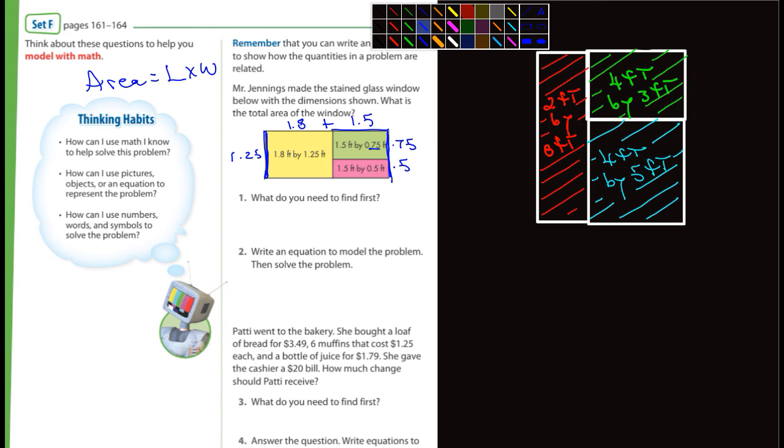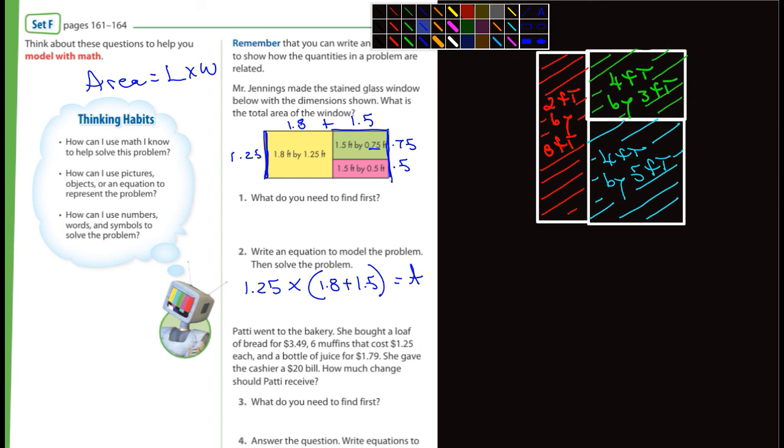So it says, what do you need to find first? Well, I mean, it just depends on how you want to do the problem. And then it says, write an equation to model the problem. Well, there's several different equations we could have written, but I'll just do one right now. I could do 1.25, since we figured out the side, times, and then I'm going to put in parentheses 1.8 plus 1.5 equals A for area. Okay? So that's one way you could do it.